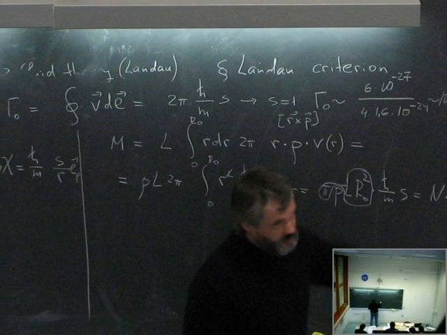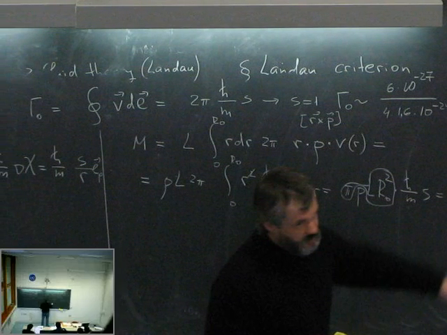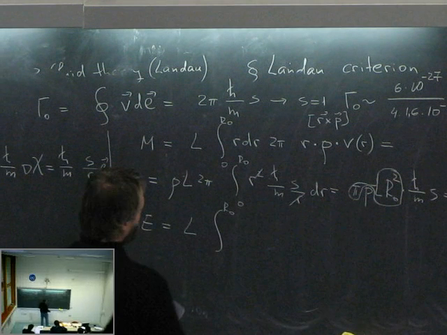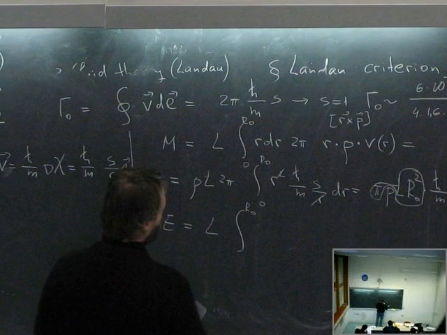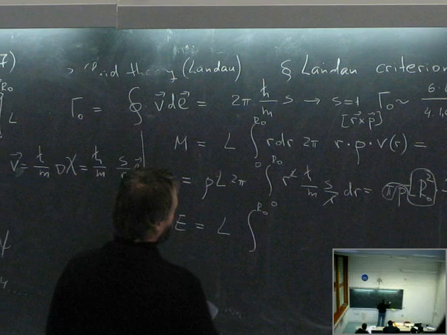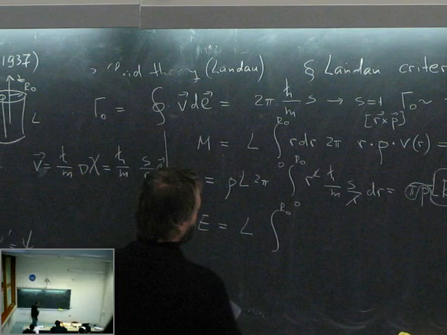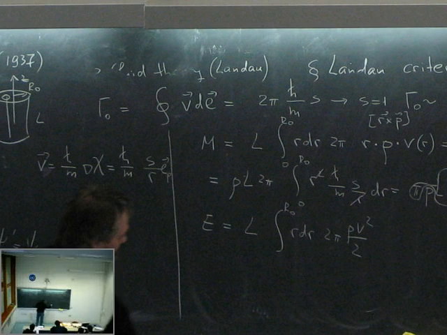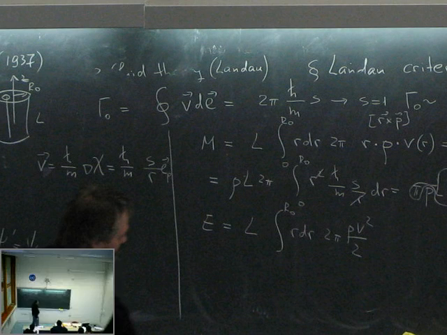If we calculate the energy the same way, this is L times the integral to rho node. Here we have R dr 2 pi, and here we should write down rho v squared over half. This is the energy of the vortex. And I deliberately didn't put anything here. Let's see. For the first integral, it was quite clear that it doesn't diverge, so we were fine to put here 0.